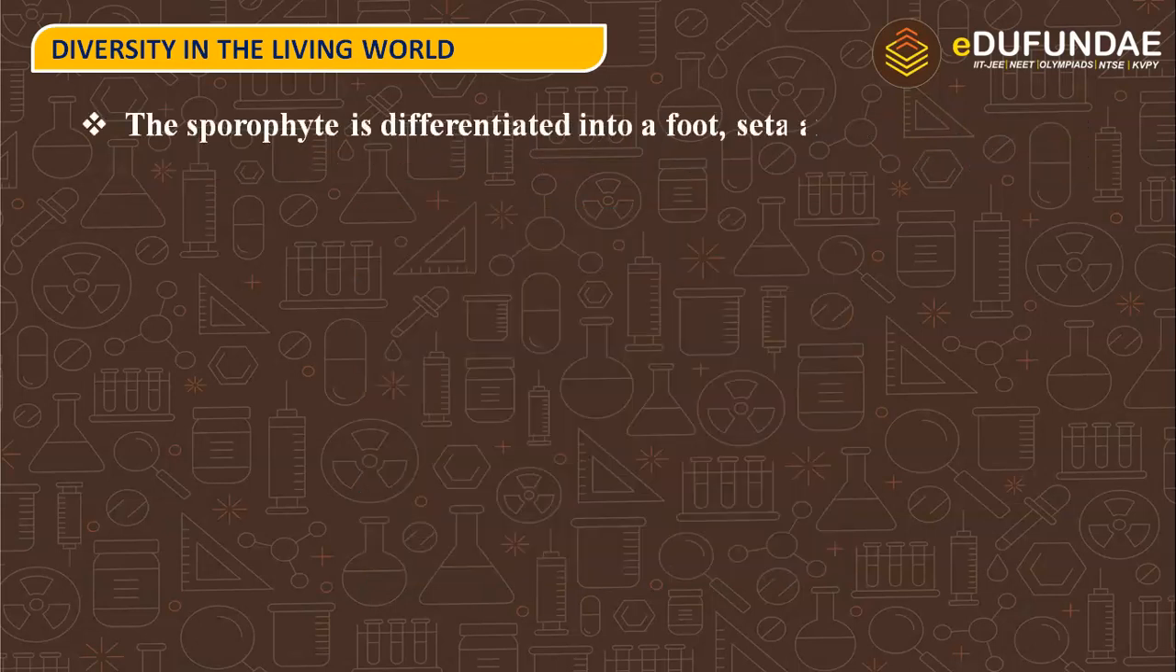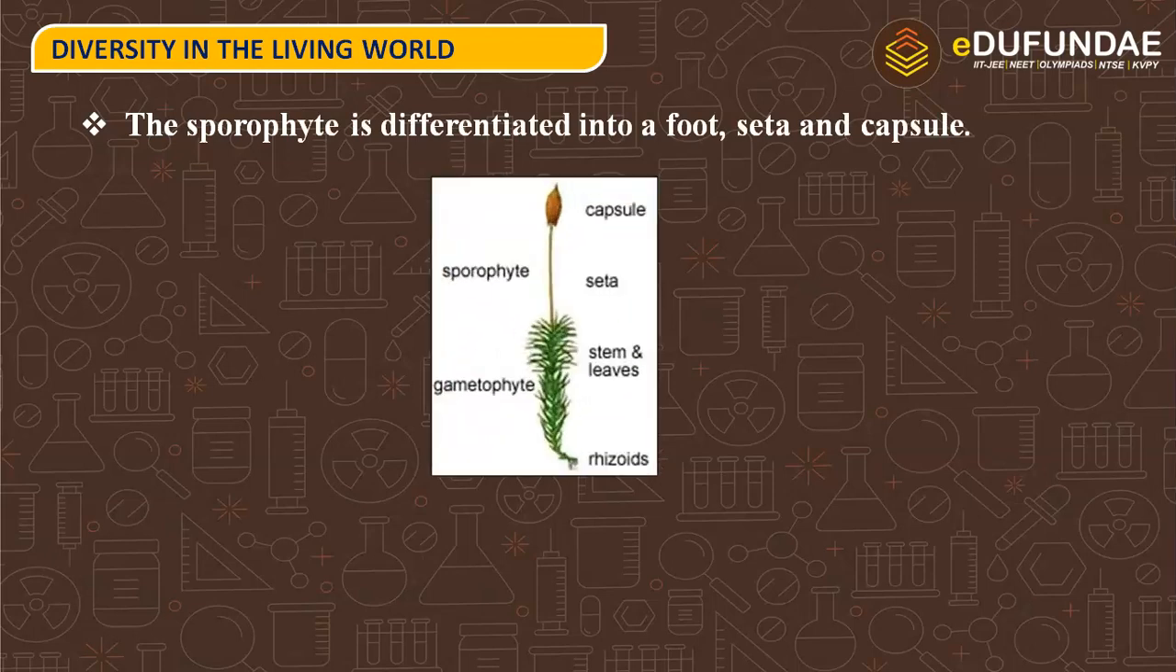The sporophyte is differentiated into a foot, seta and capsule. So here we can see the display that there is the presence of rhizoids at the base. There is a gametophyte, and then the sporophyte body is comprising of a capsule, a seta as well as a foot.